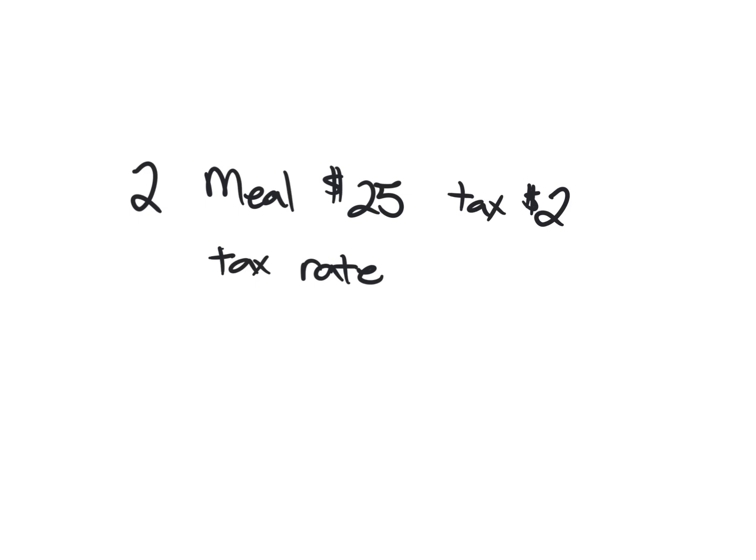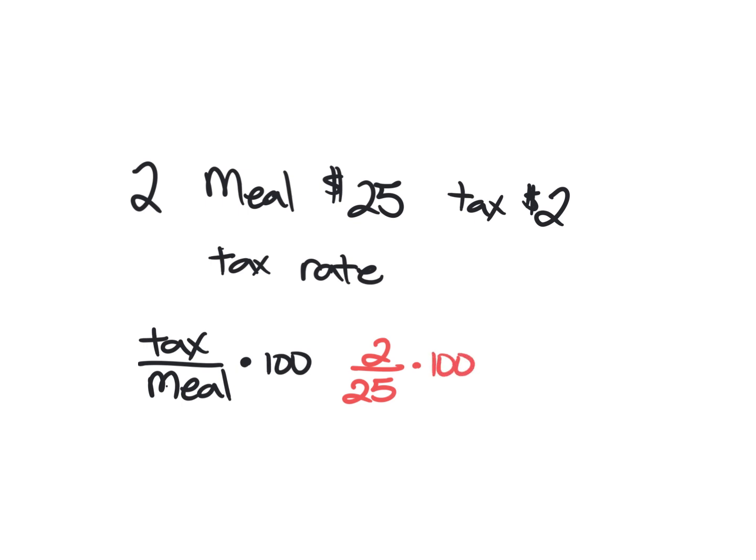So to find the rate, I just take the tax, I divide it by the meal price. That will give me my answer as a decimal, and to turn it into a percent, I times it by 100. So in this case, my tax was $2, my meal was $25, and I'm going to multiply it by 100. So in my calculator, I just go 2 divided by 25 times 100, and I get 8%.